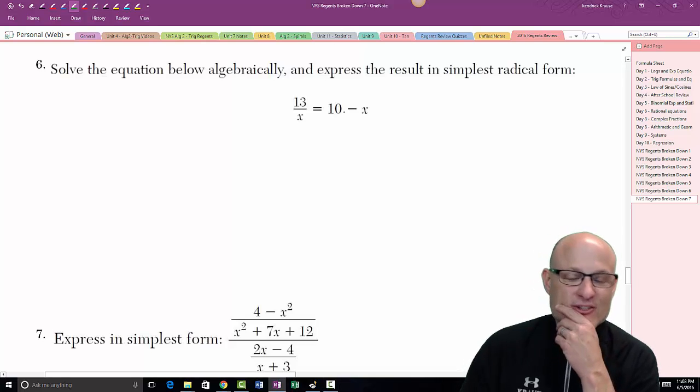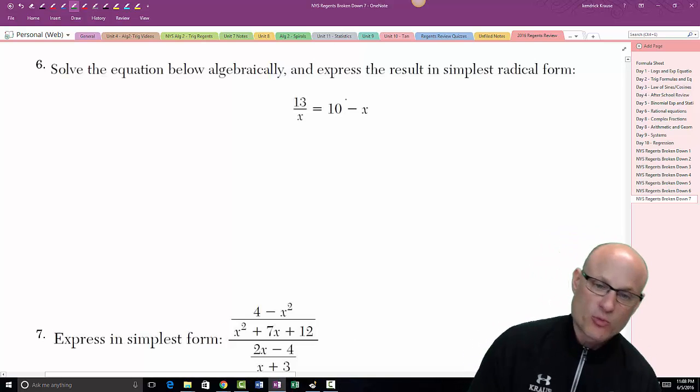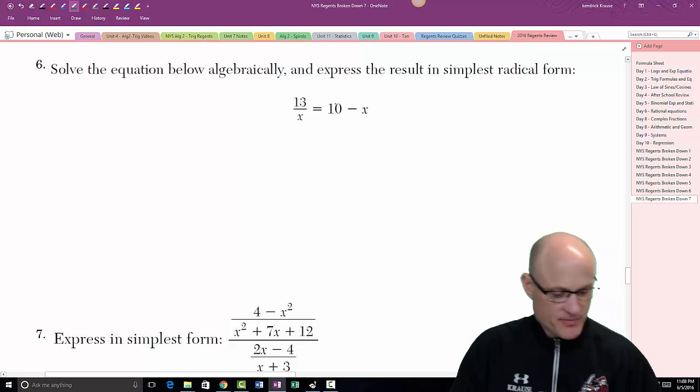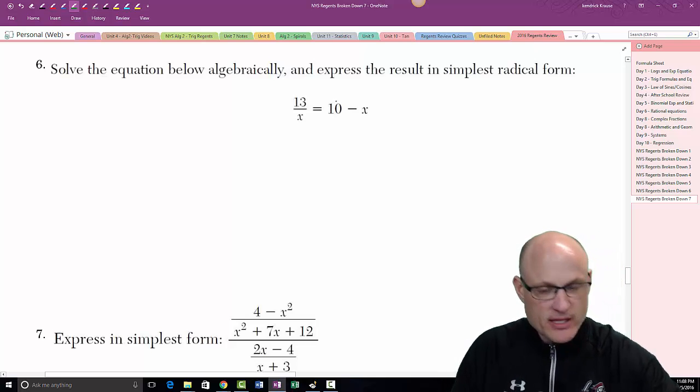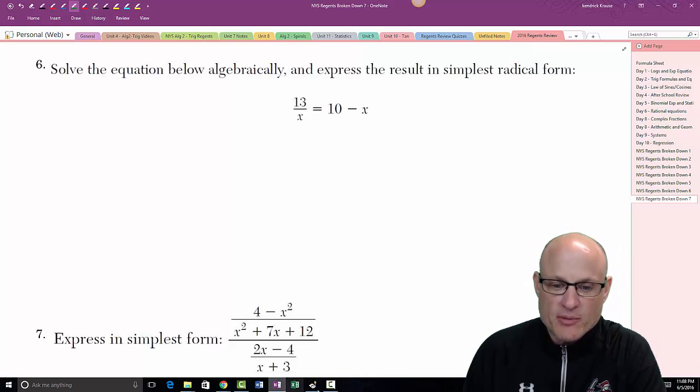This one's not too bad. Actually, this is a much worse problem than you think it is. You know what I'm going to do? I'm going to do this one 2 different ways, so I'll be right back.